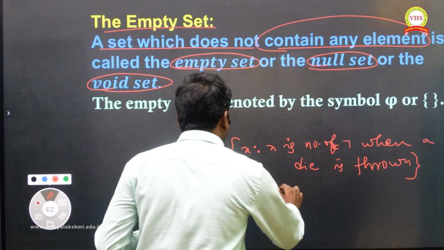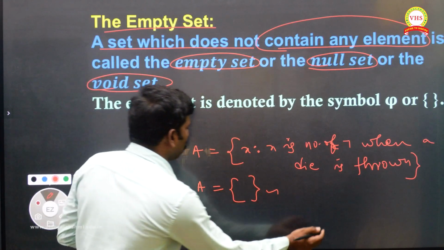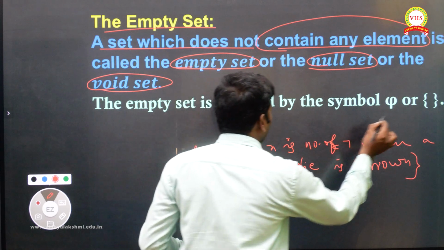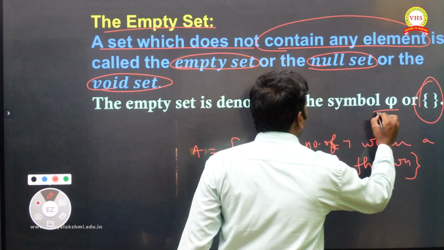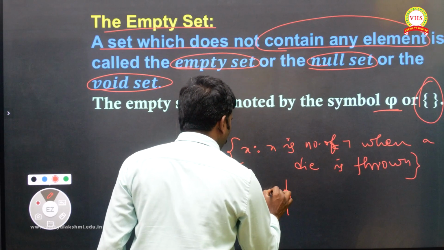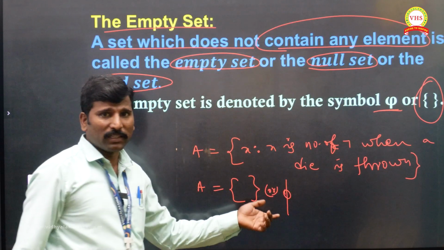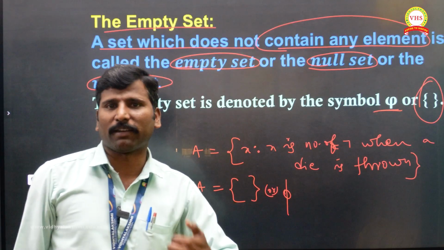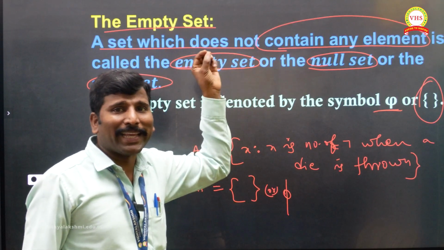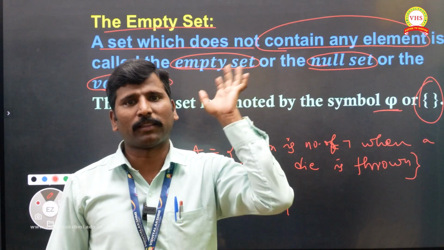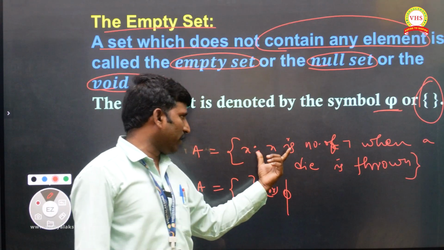In symbolic form also we can mention it. This is the symbolic form when you mention the empty set. And one more symbol you can use, phi. Phi means empty set. So empty means a set does not contain any element. That is the meaning. Example I gave here.